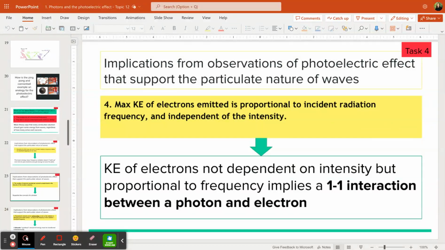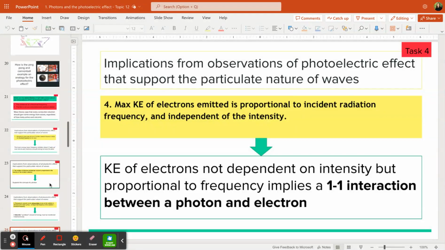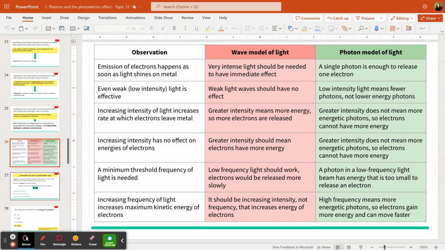And then number 4, the maximum kinetic energy of the electrons being proportional to the frequency of the radiation implies that one photon interacts with one electron, and that photons having different amounts of energy means that the electron can leave with different amounts of kinetic energy. Okay, so it implies that there's a one-to-one interaction between one photon, a particle of light, and one electron.